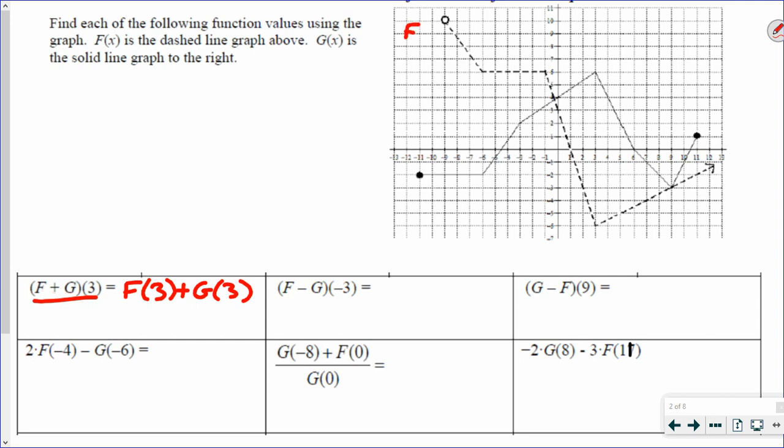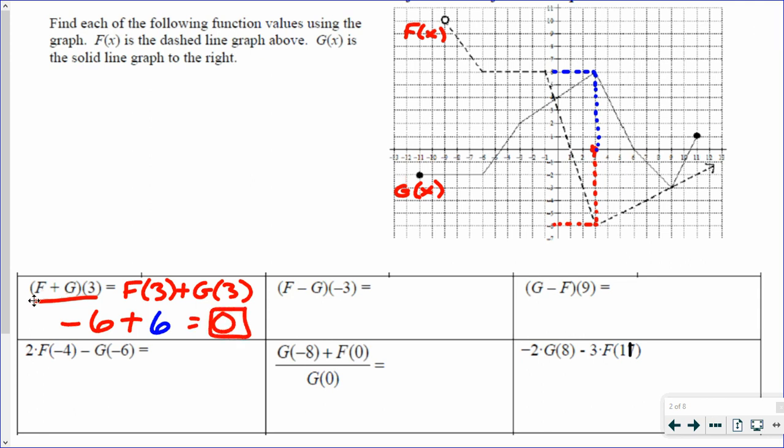Okay, so again, remember f is the dashed graph, g is the solid graph. So to find f of 3, here's 3 on the x-axis. I'm going to go down to the dashed graph over to y, and f of 3 equals -6. And then I'm going to find g of 3. So this time, I'm going to go up to the solid graph and over to y. And my y-coordinate is +6. And then if I add -6 plus 6, we get 0.